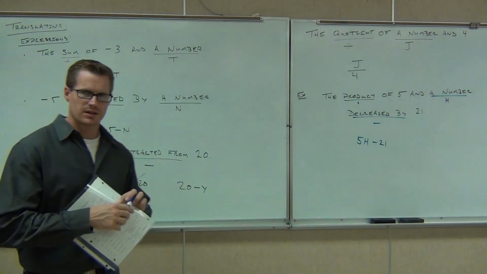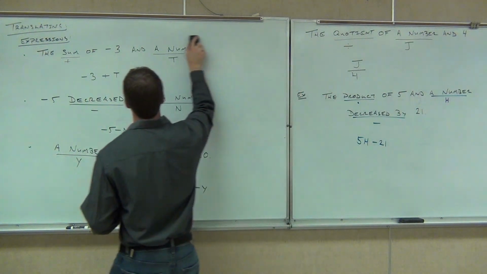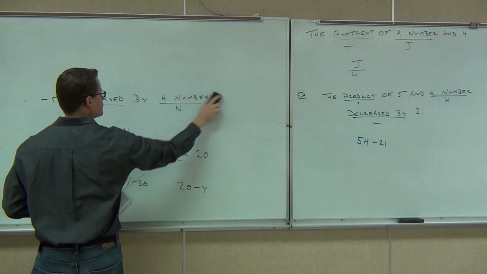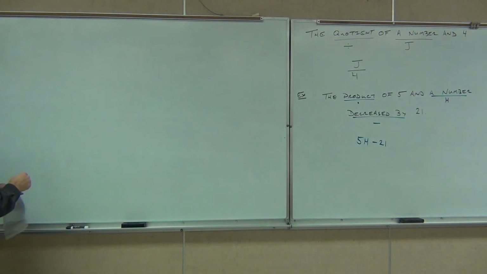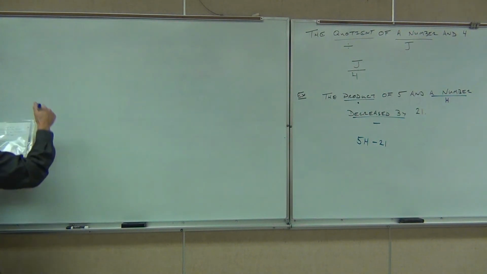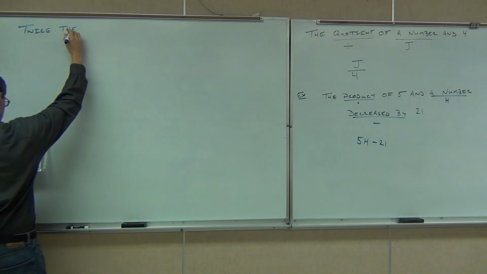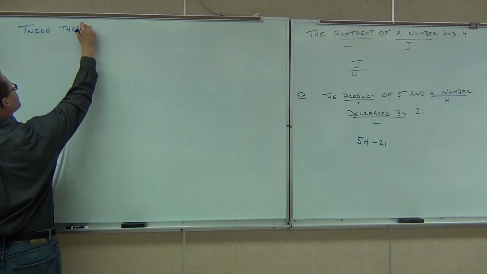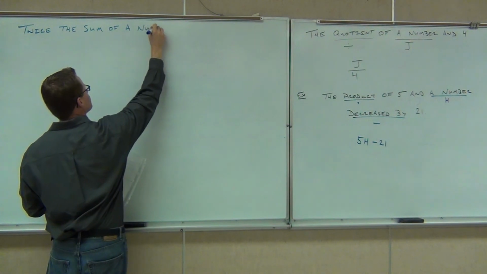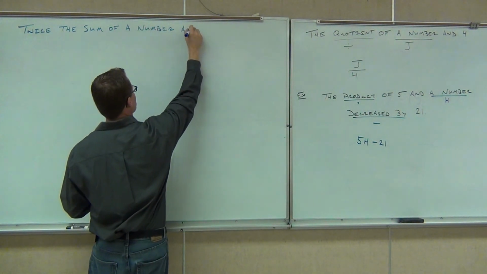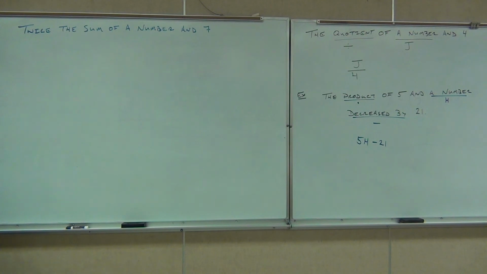Let's try a couple more. It looks like we need a little bit more help on this, and then we'll be good. Twice the sum of a number and 7.